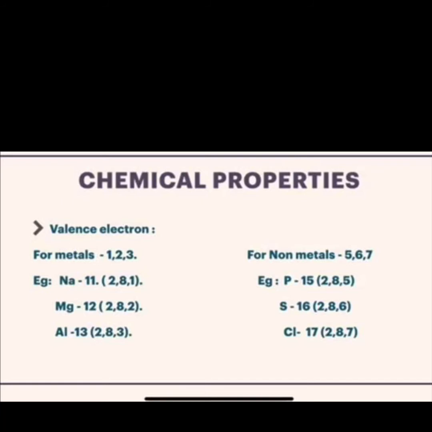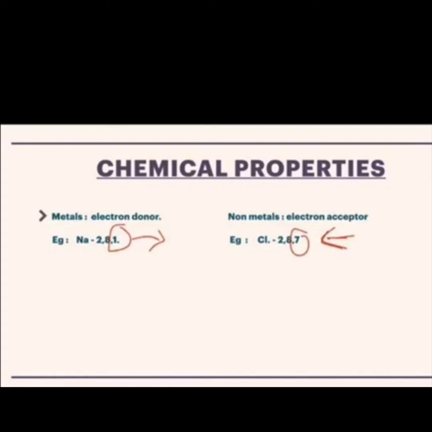7 electrons are present in the valence shell. In the case of nonmetals, the valence electrons will be either 5 or 6 or 7. In the case of metals, generally it consists of 1 or 2 or 3 valence electrons. Got it? The second property is metals are electron donors.